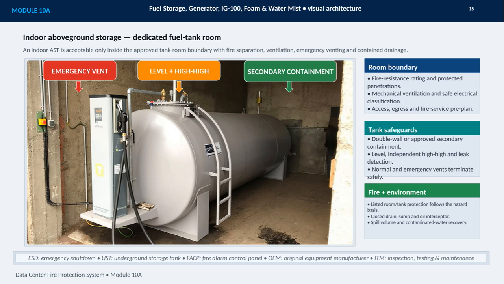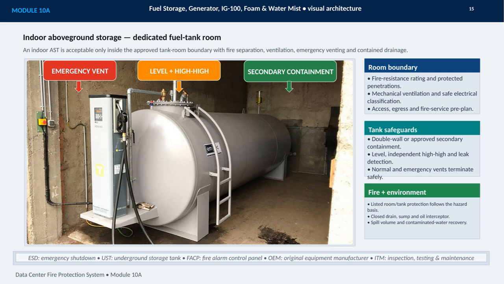Secondary containment, such as a double-wall tank, limits the consequences of a leak. Monitoring should include normal level measurement, independent high-level detection, and leak detection. Both normal and emergency vents must terminate in a safe location, rather than exposing the room or nearby equipment to fuel vapor. Finally, protection has to address both fire and environmental impact.